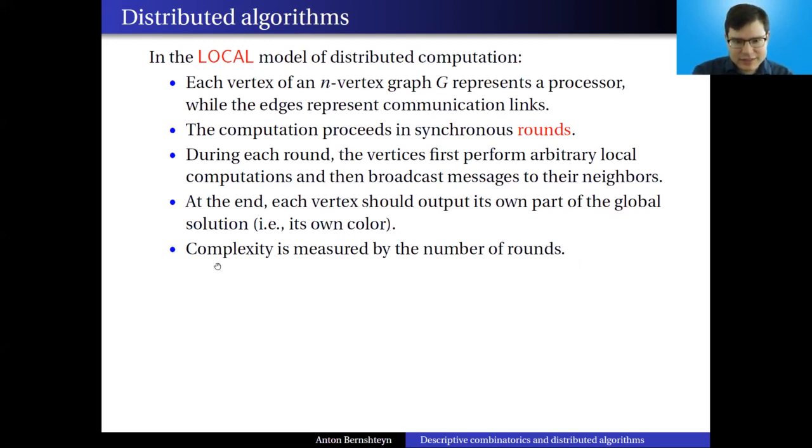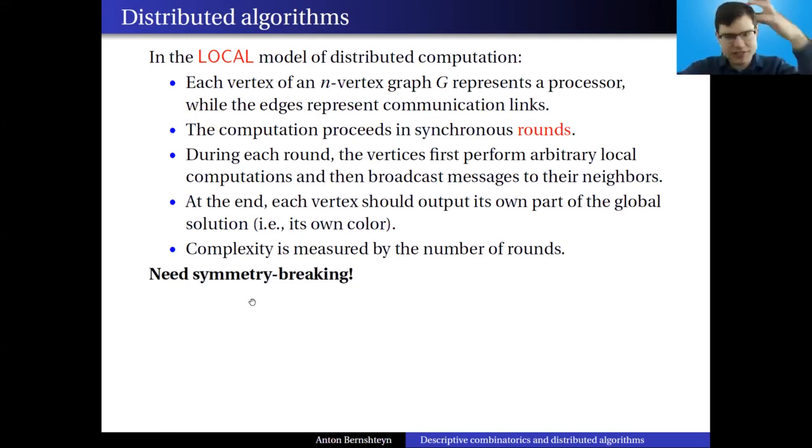Well, as I said, the vertices don't know what the graph is, and all of them are performing the same algorithm. So this means that we need some kind of symmetry breaking protocol, some ways of distinguishing vertices from each other. Otherwise, if the graph is a complete graph, every vertex will be the same. How are they going to decide which one is going to have which color? There are two standard approaches to symmetry breaking in this model.